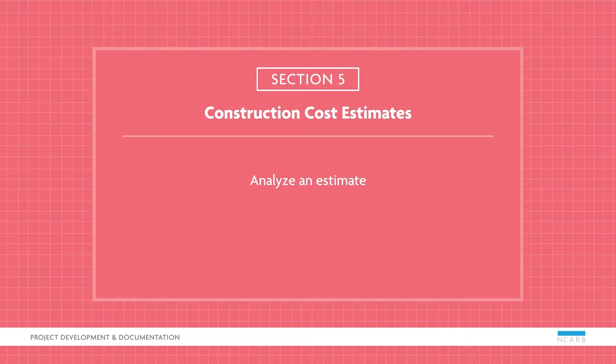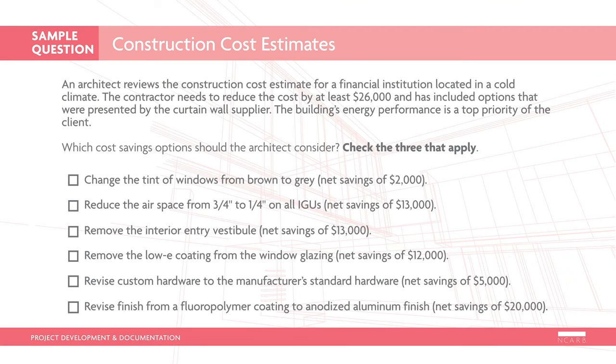Let's look at a sample question. An architect reviews the construction cost estimate for a financial institution located in a cold climate. The contractor needs to reduce the cost by at least $26,000 and has included options that were presented by the curtain wall supplier. The building's energy performance is a top priority of the client. Which cost savings options should the architect consider? Check the 3 that apply.